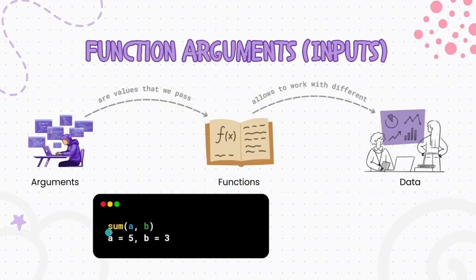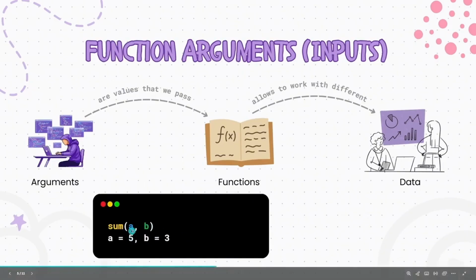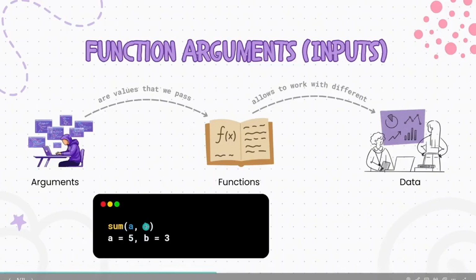So in this case, sum is a function and a and b are arguments, since we pass these values inside of the function when we call it. So in simple words, parameters and arguments refer to the same inputs but at different stages. Parameters are the placeholders used while defining a function, whereas arguments, like these, are the real values that we pass into a function when we call it.